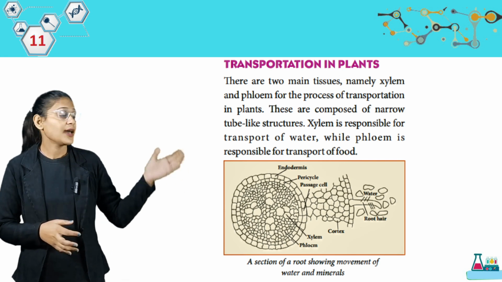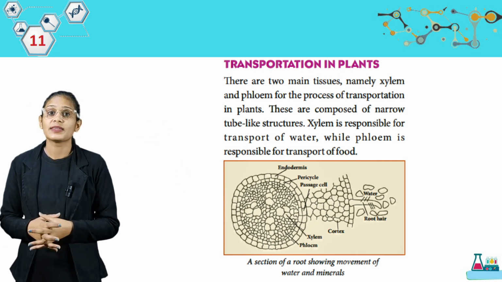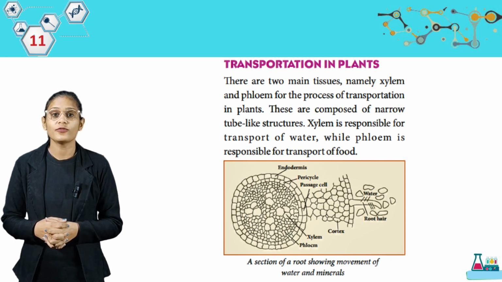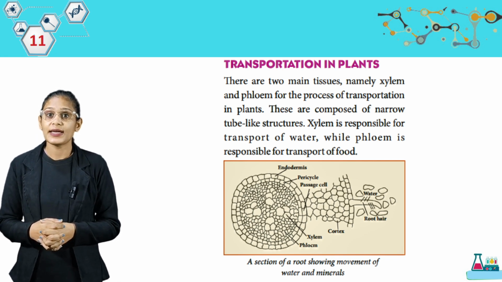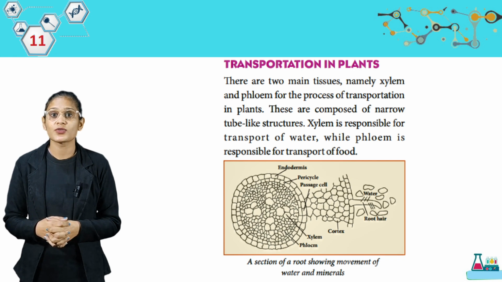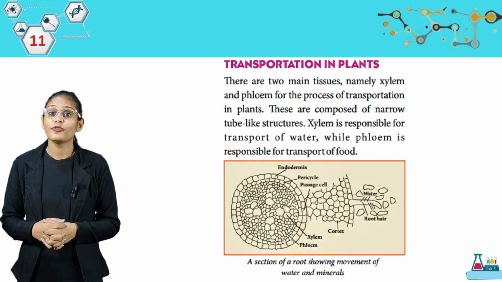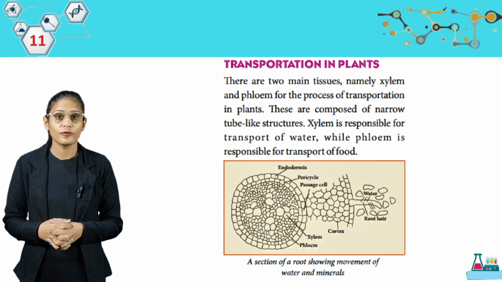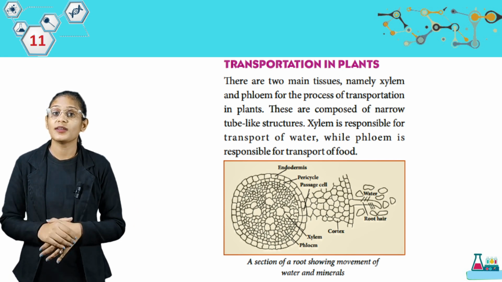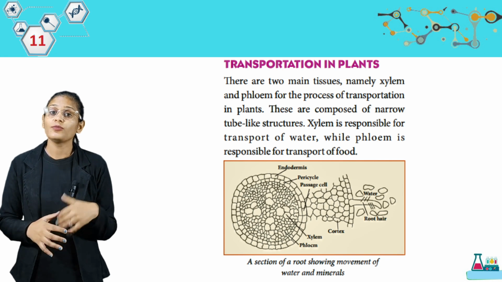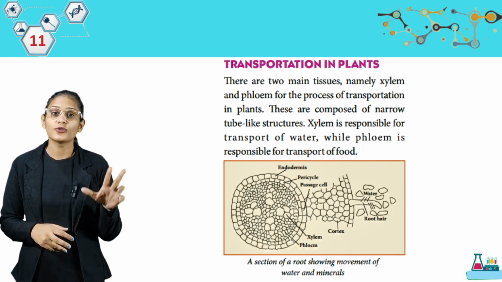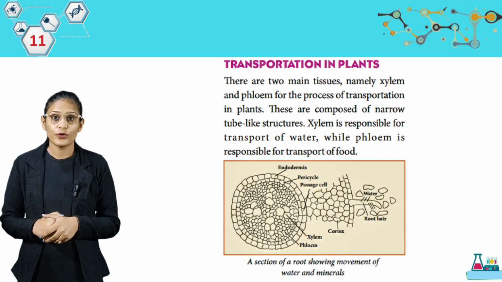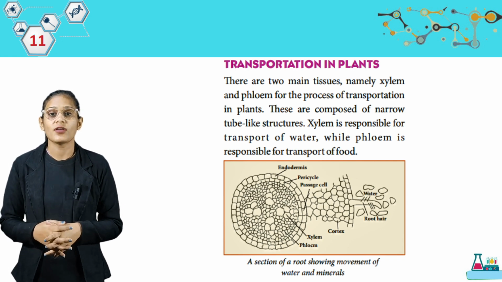Now we have transportation in plants. There are two main tissues, namely xylem and phloem, for the process of transportation in plants. These are composed of narrow tube-like structures. Xylem is responsible for transport of water, while phloem is responsible for transport of food. So students, what are we reading now? Transportation in plants. And if we talk about transportation in plants, there are two tissues, xylem and phloem. Xylem is responsible for transport of water and phloem is responsible for transport of food.